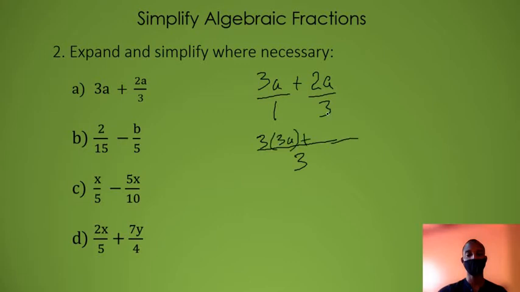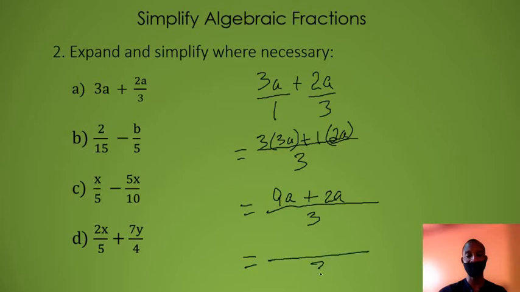Next, 3 goes into 3 once, and so multiply that 1 by the numerator, 2a. In simplifying that, we have 3 times 3a, which gives us 9a, and 1 times 2a gives us 2a. And so our final solution is 9a plus 2a, since those are like terms, will give us 11a. And so this is our final solution, since 11 and 3 have a common factor of only 1.